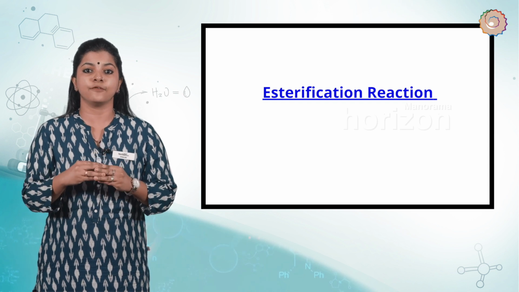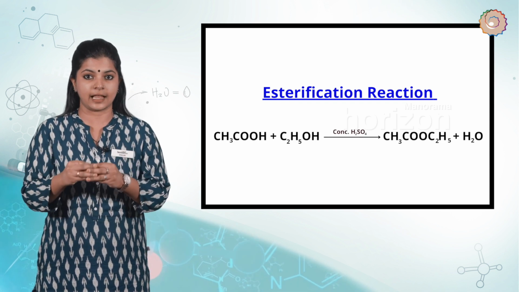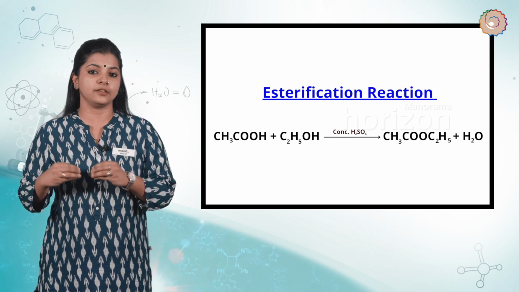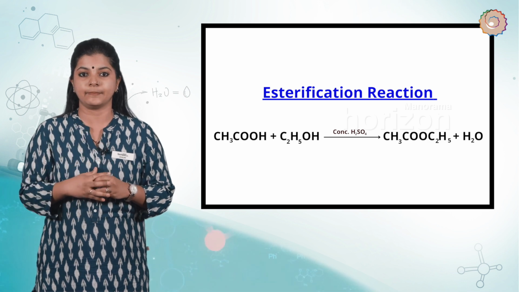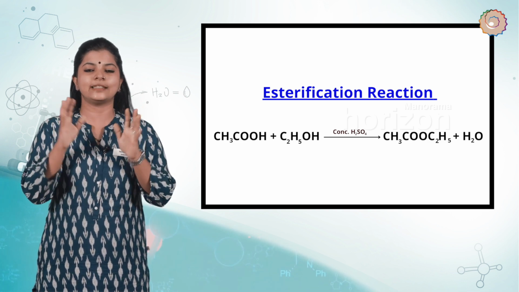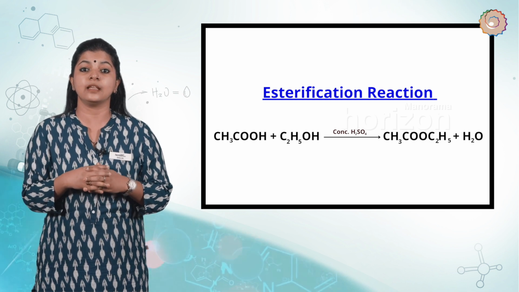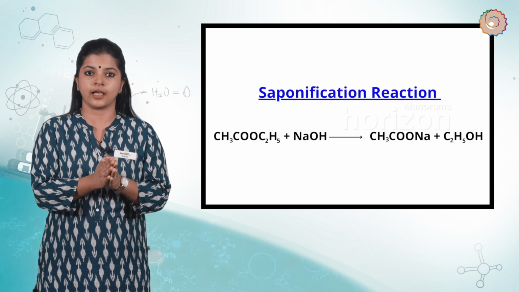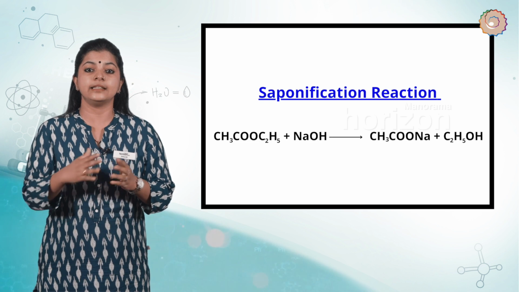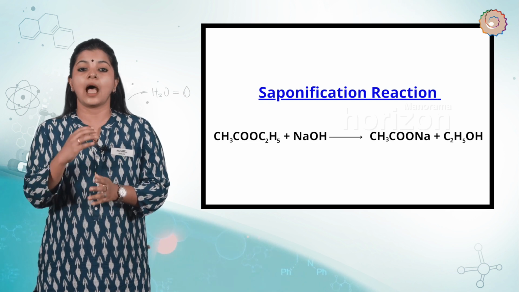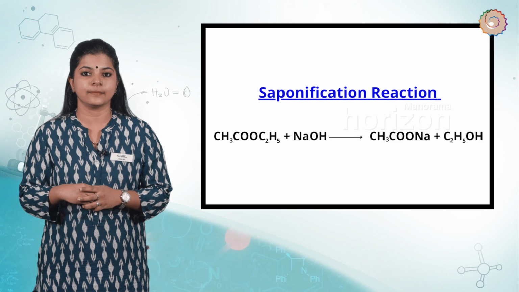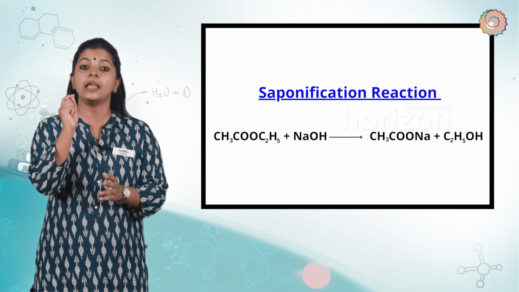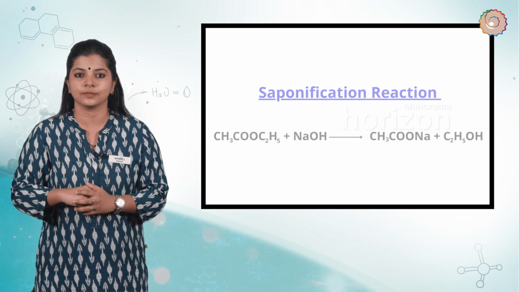Esters are most commonly formed by reaction of an acid and an alcohol. Ethanoic acid reacts with absolute ethanol in the presence of an acid catalyst to give an ester. Esters are basically sweet smelling substances. These are used in making perfumes and as flavoring agents. On treating with sodium hydroxide, which is an alkali, this ester is converted back to alcohol and the sodium salt of carboxylic acid. And this reaction is known as saponification reaction because it is used in the preparation of soaps.